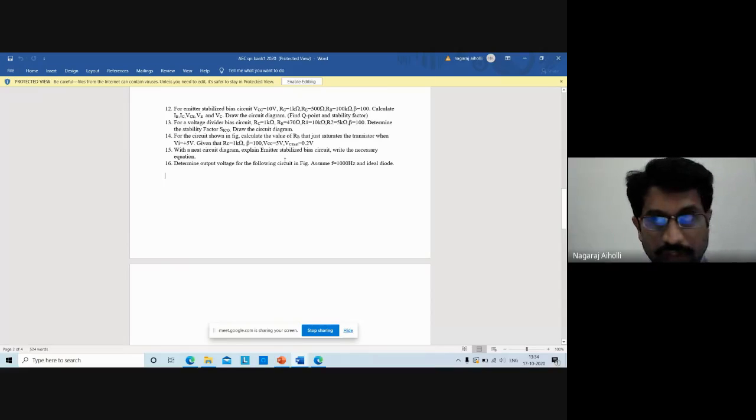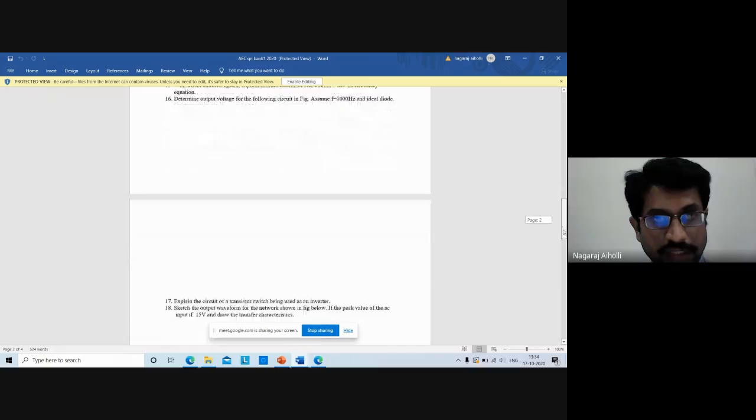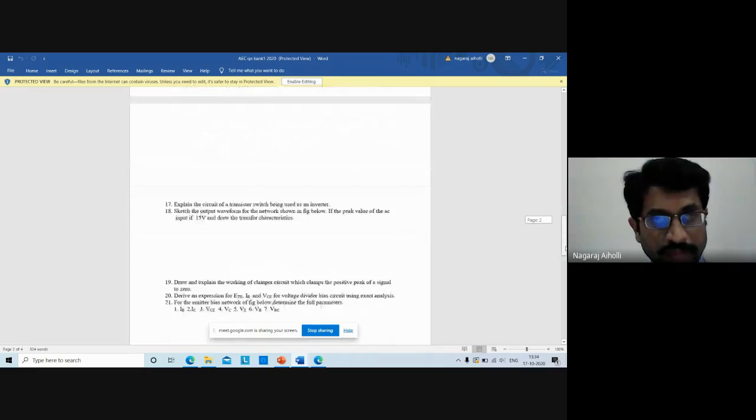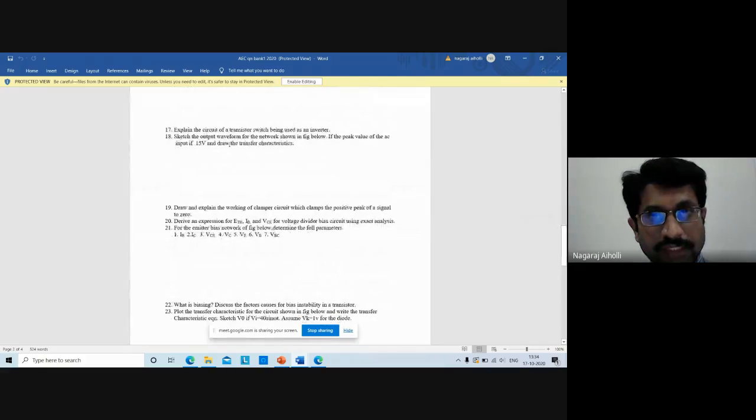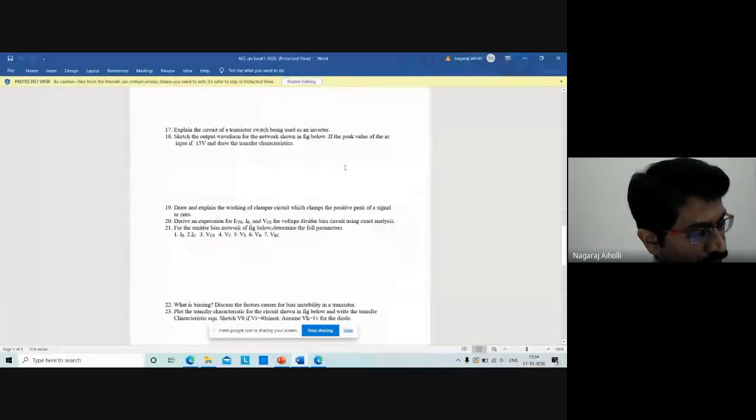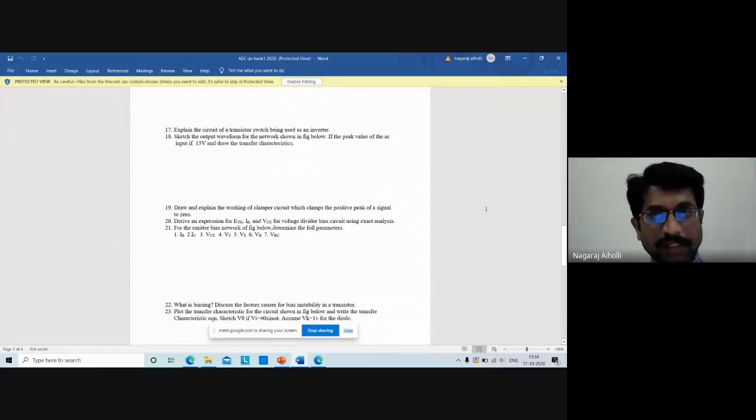Question number 16 is also the same. It's an already solved problem: determine the output voltage for the circuit, assuming f is equal to 1000 Hz and an ideal diode. We have discussed that in class. Transistor as an inverter, this I am not keeping. Question number 17 and question number 18: sketch the output waveform for the network. Question number 18 is a solved example in class.